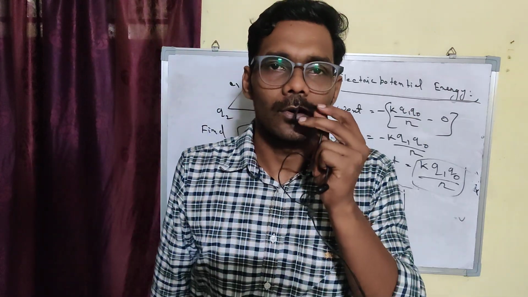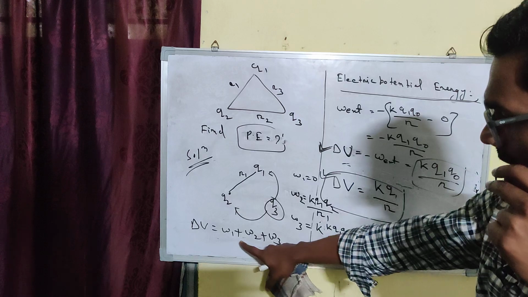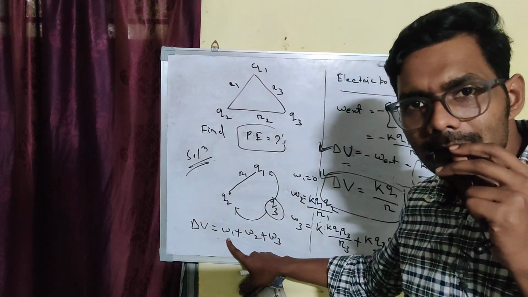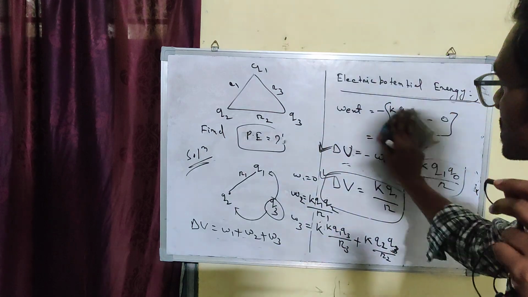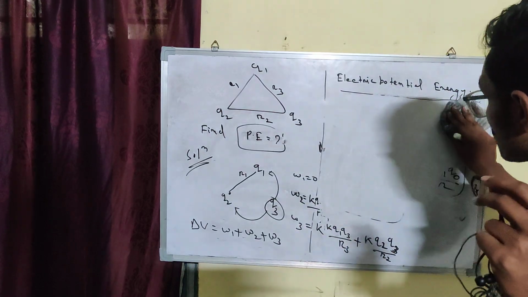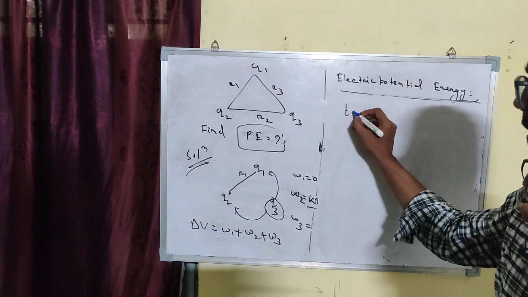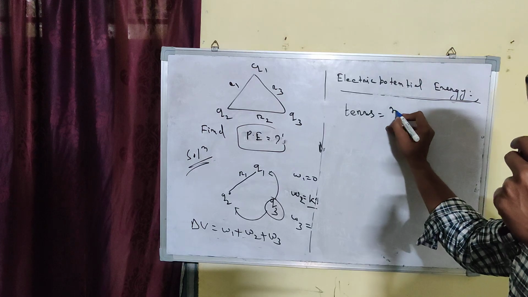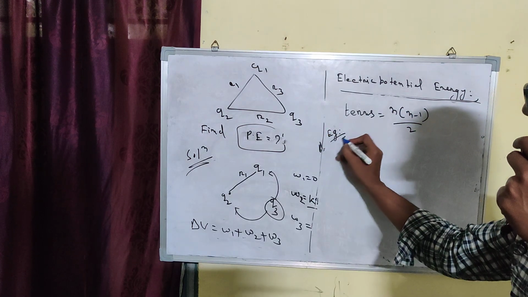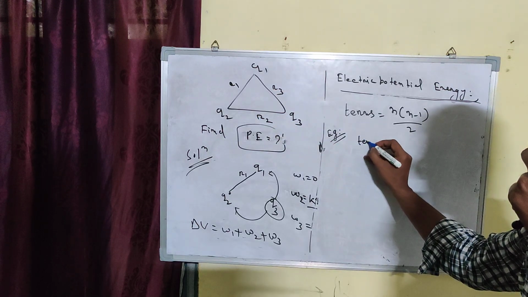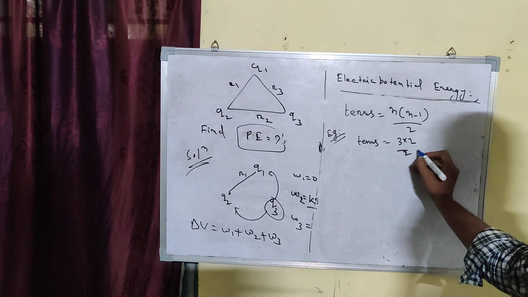So likewise you can remember all these things, and another thing is there, if you want to know how many terms are going to come, like W1, W2, W3, if 4 charge system is there, how to know that how many terms of work done will be there? Okay, so number of terms in this formula will be n into n minus 1 by 2.